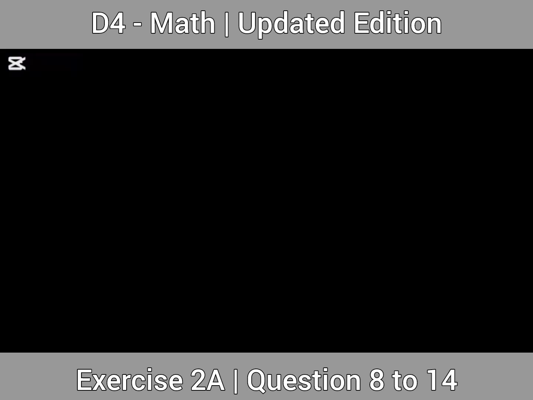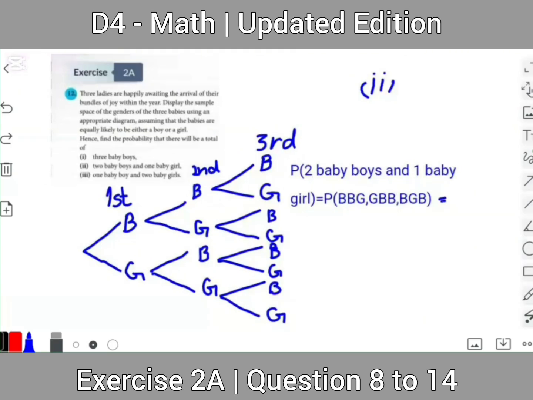Now for part 2, we have to find the probability that there will be a total of 2 baby boys and 1 baby girl. So for this, we have 3 favorable outcomes: BBG, GBB, and BGB. So the favorable outcomes are 3, and the total number of possible outcomes is 8. So the probability for having 2 baby boys and 1 baby girl is equal to 3/8.